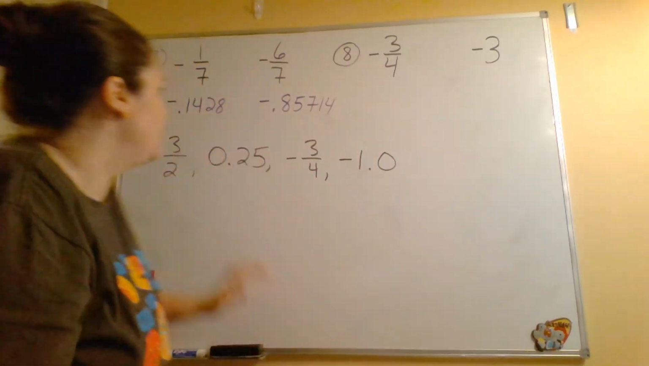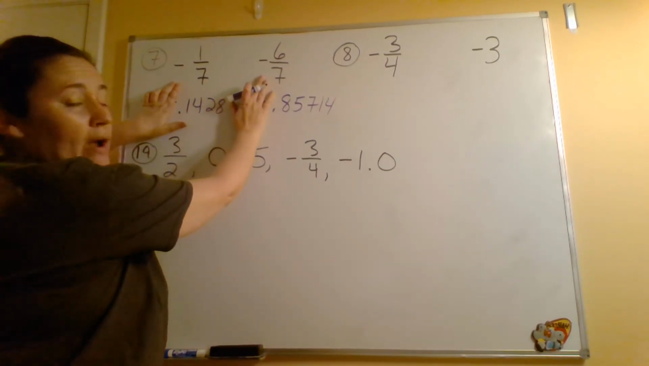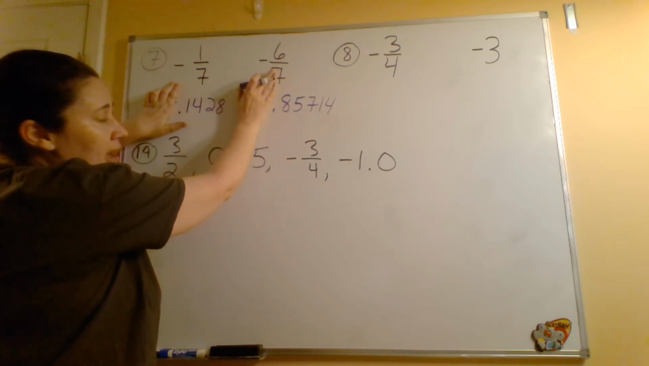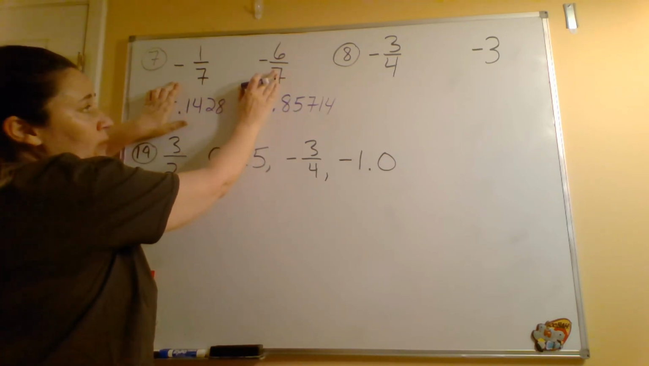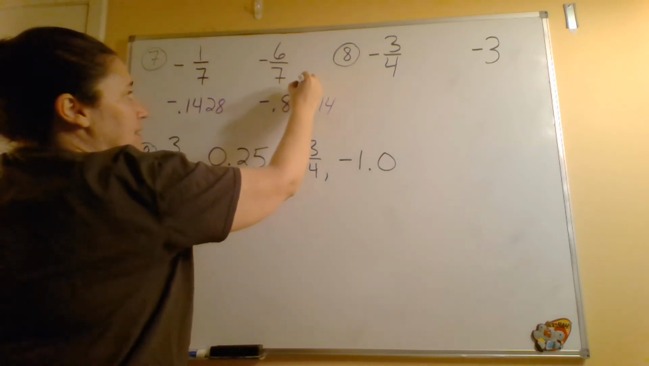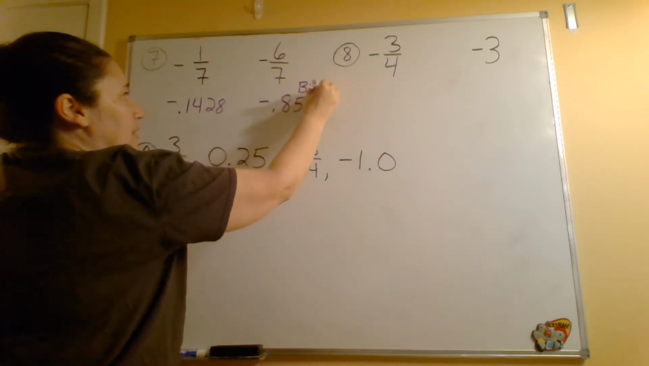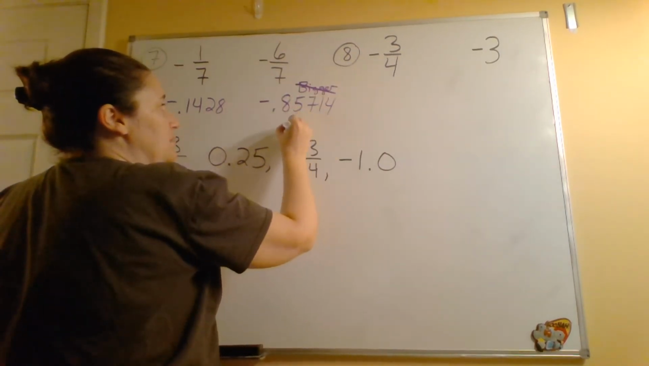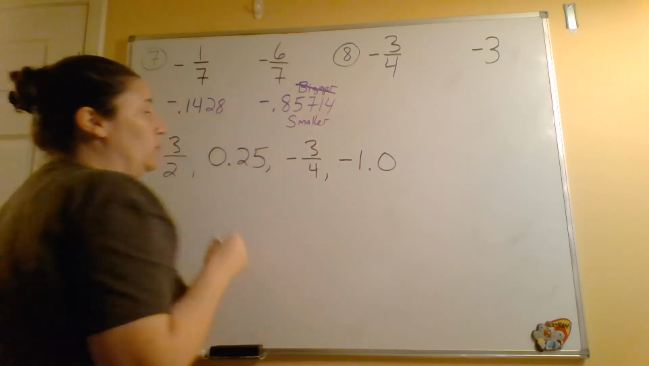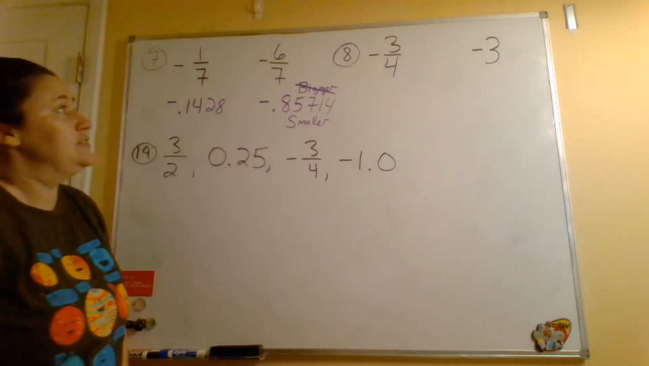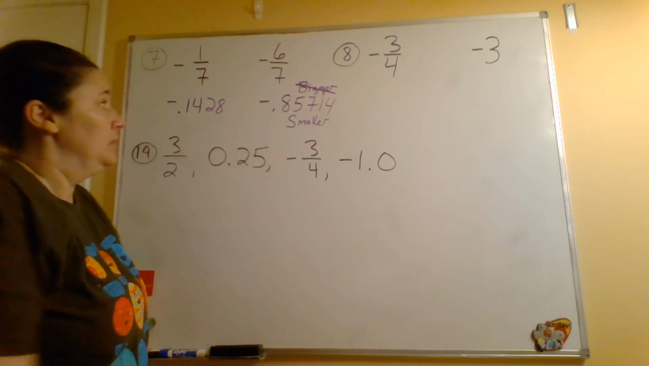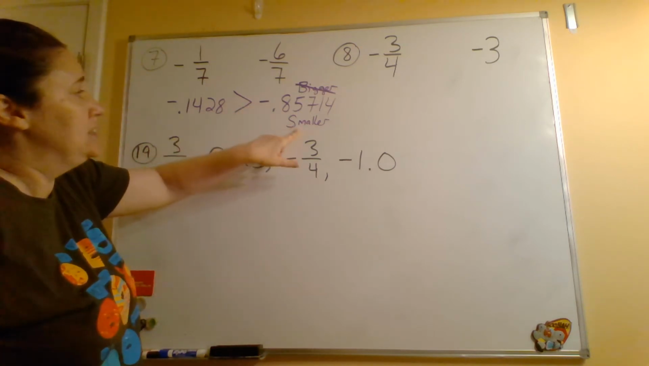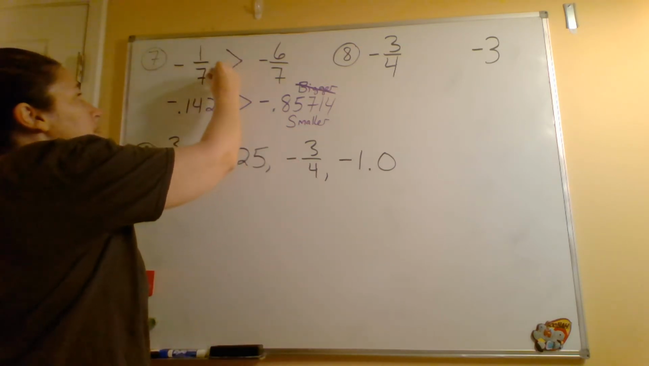Now, if I took these negative signs away, which one is bigger? This one, definitely, right? 0.8 is bigger than 0.1. So with the negative signs, remember yesterday we said that the bigger number becomes the smaller number. So I would need to put this sign in between them. I need the small point pointing towards the small number.